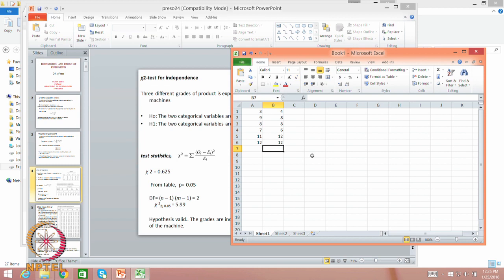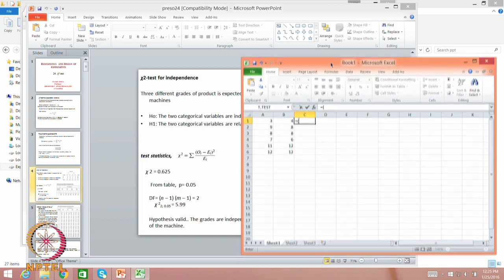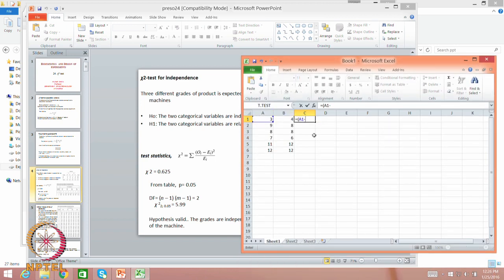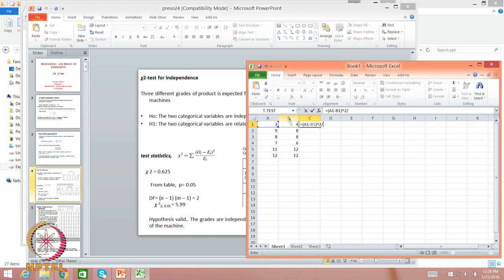So what do we have to do? Observed minus expected, square it, divided by expected. This minus this, squared, divided by expected is the second column. Do you understand? So observed minus expected, 3 minus 4 is 1, square, divided by expected 4, that is 0.25.